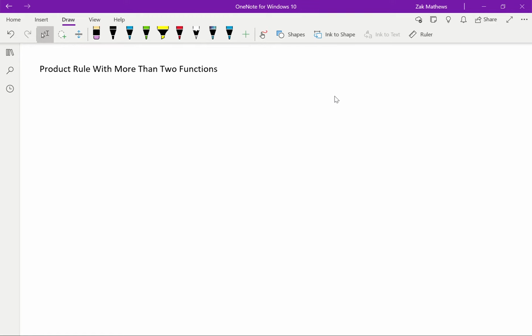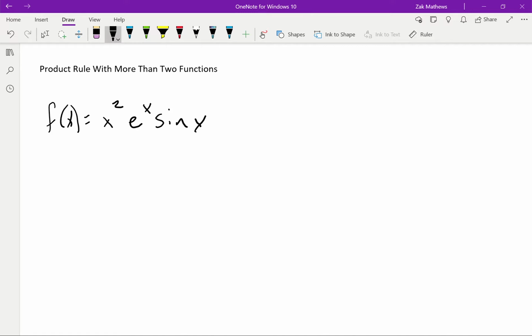In this video, I'm going to apply the product rule with more than just two functions. We can apply the product rule anytime we have multiplication of elements or factors. It doesn't matter how many things there are. So let me just jump right into an example. Let's take the function f of x is equal to x squared e to the x times sine x.